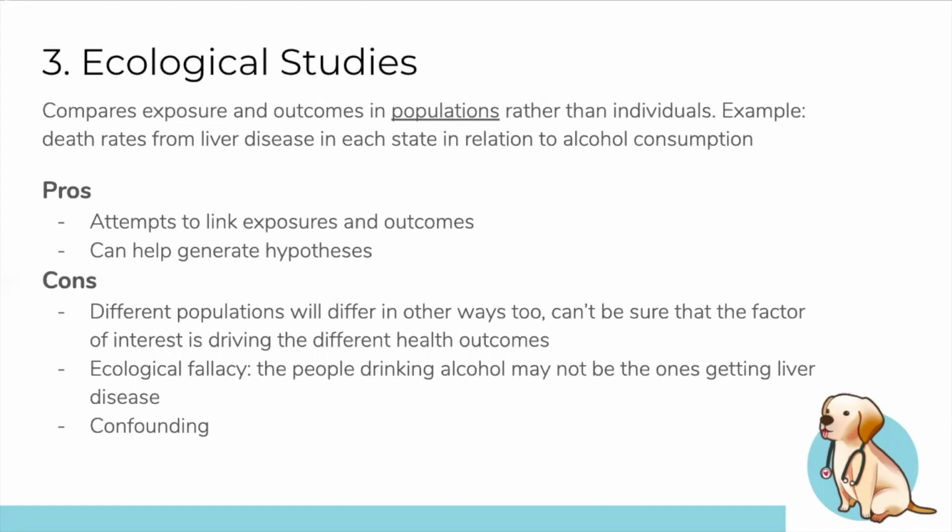But the thing is, you can't really establish causation with an ecological study because you're taking this information from one point in time. So essentially, people that drink the alcohol may not be the ones getting the liver disease, and you also don't know that the cause comes before the effect. And of course, you can get confounding again.